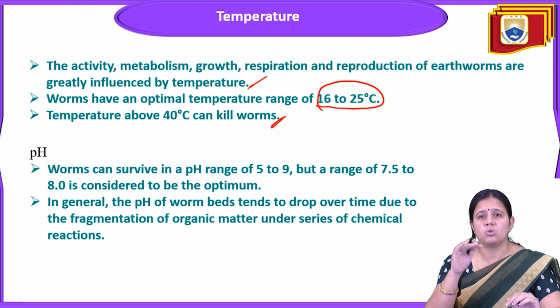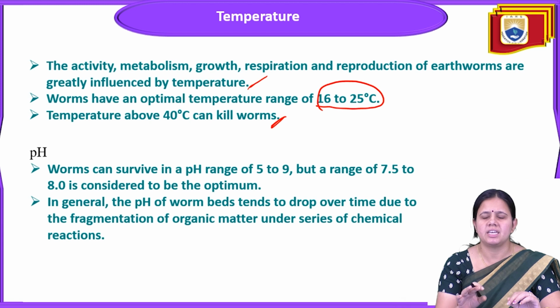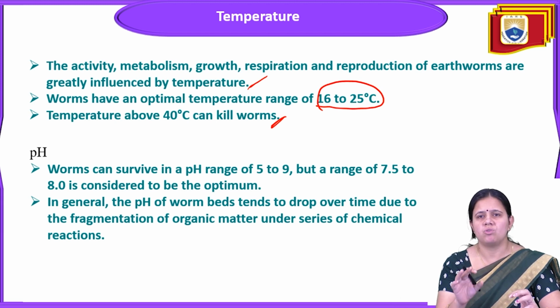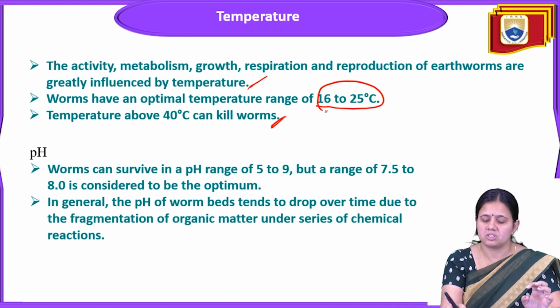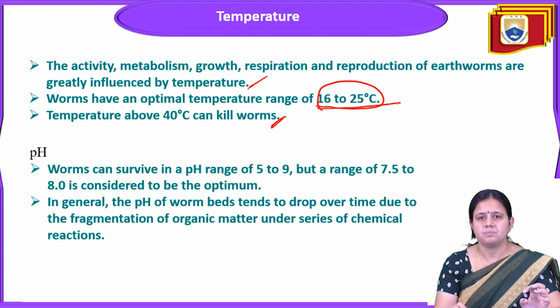If the temperature is more than 40 degrees Celsius, it can kill the earthworms. So the activity, metabolism, growth, respiration and reproduction of earthworms are basically influenced by the temperature only. And worms have an optimal temperature range of 16 to 25 degrees Celsius.